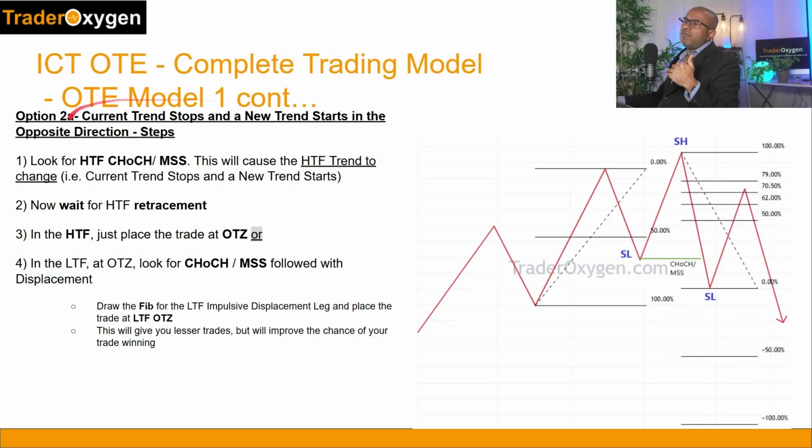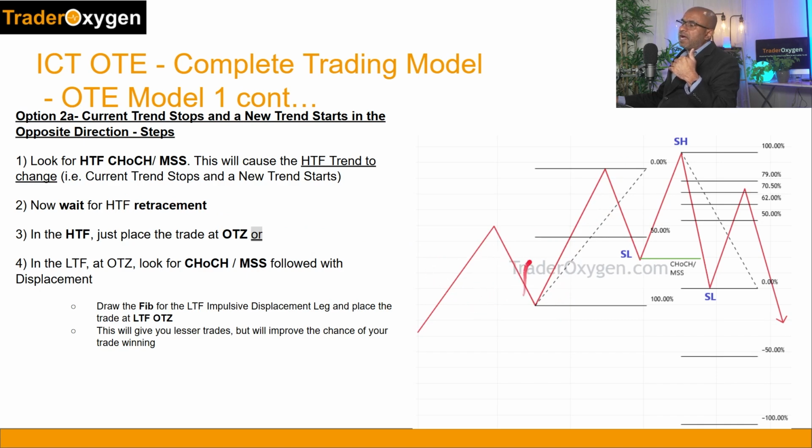Okay, now let's look at option 2 of OTE model 1. In OTE model 1, option number 2 is that the current trend may stop and a new trend may start in the opposite direction. So what are the steps you have to apply then?